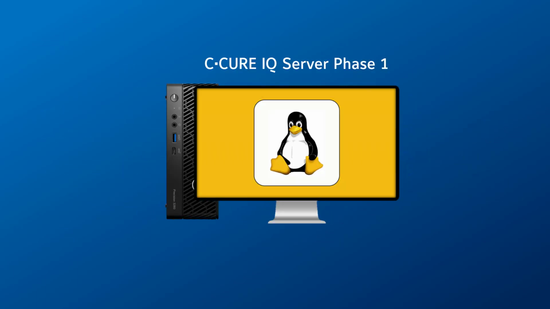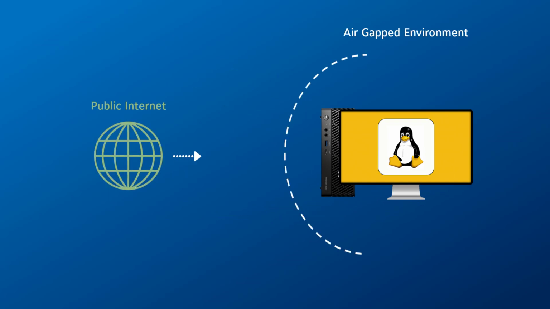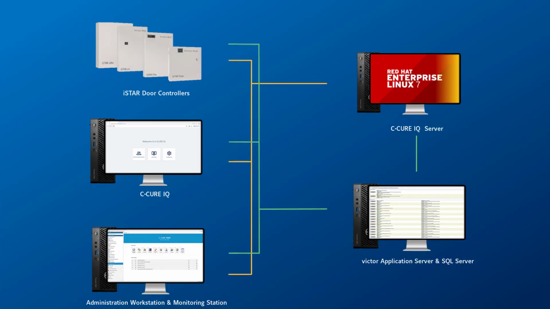The Secure IQ Server Phase 1 installation is targeted for an air-gapped environment. In an air-gapped environment, there is no connectivity to the internet. This does not mean the Secure IQ Server cannot be installed on a system that has connectivity to the internet. It simply means the Secure IQ Server won't pull the container images from the internet, therefore it does not require an internet connection.